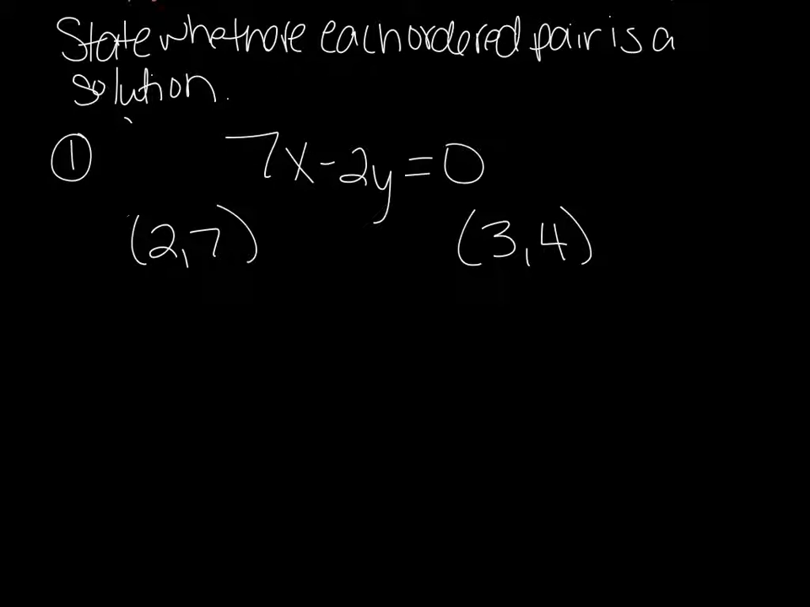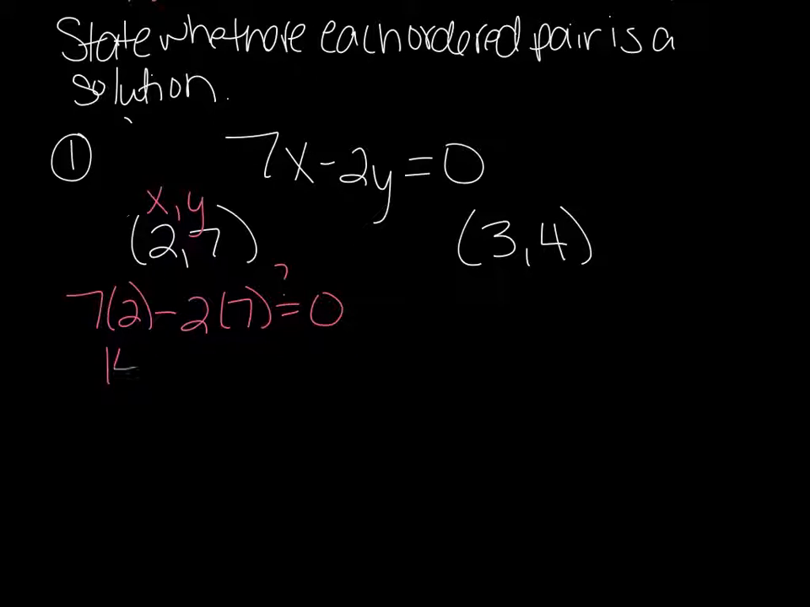Why do you say 2? Because ordered pairs are always x and y. Very good. Ordered pairs are x comma y, or they go in alphabetical order. If you're talking about a's and b's, it would be a comma b. Okay? So x comma y. So x is 2, y is 7. So I'm going to plug 2 in for x, and I'm going to plug 7 in for y. And I'm checking, is this going to give me a true statement?